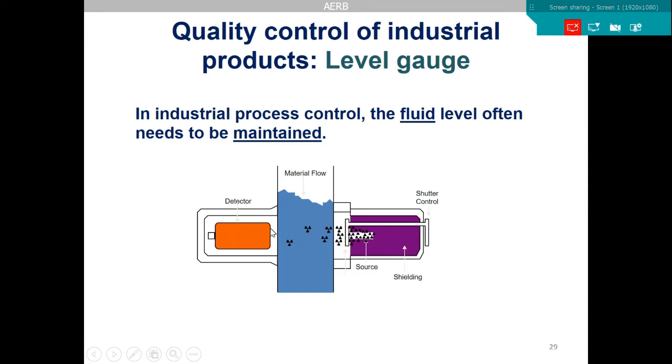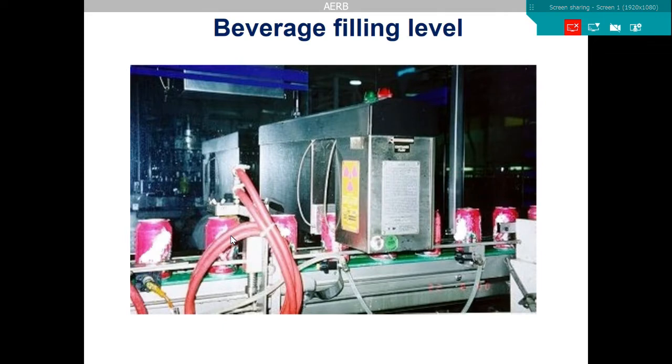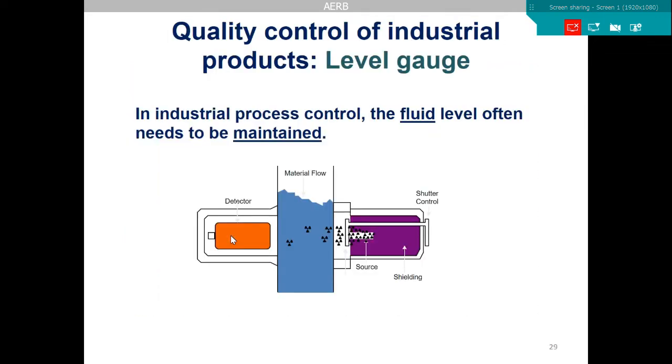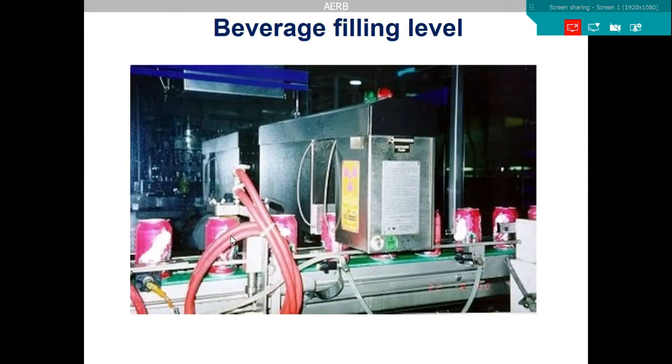So long as there is fluid in the path, this detector will see only a certain amount of radiation dose. If the level falls below this, then there will be nothing to stop the radiation. So the radiation will simply pass through this empty space and be seen by the detector. So the detector will say, well, there is no fluid here. The operating engineer will do the necessary thing and make sure that the level is made appropriate. And this is a very well-known application, the beverage filling level.